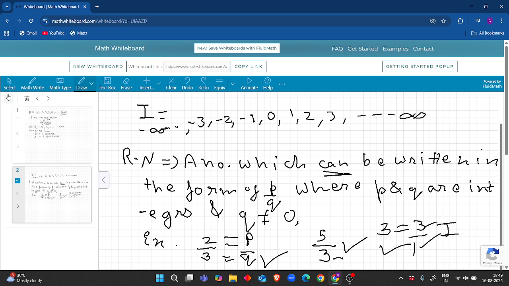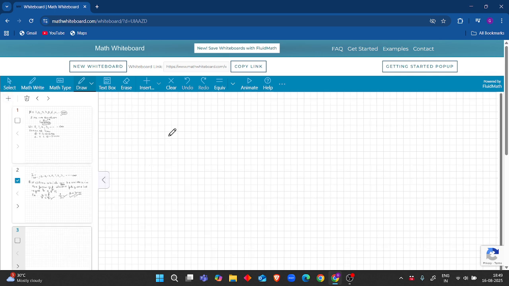Now, is 0 a rational number or not? Yes, we can write 0 as 0 by 1. So here p is 0 and q is 1, and p and q are integers and q is not equal to 0. p may be 0, but q must not be equal to 0. So that is also a rational number.